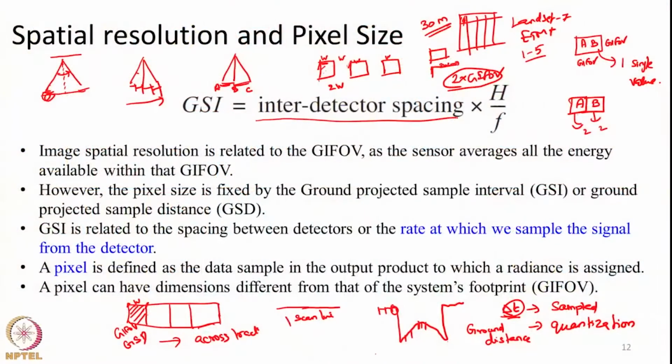So, the pixel size is not actually determined by IFOV. IFOV is different, that is the area covered by one single look of the detector on the ground, whereas GSI is determined by the inter-detector spacing in case of push broom scanner, or by the sampling interval in case of line scanner or whisk broom scanner. So, a pixel size and the GIFOV need not be related. The GIFOV can be different, and the pixel size can be different.